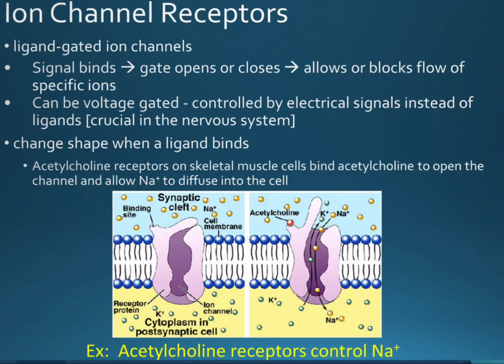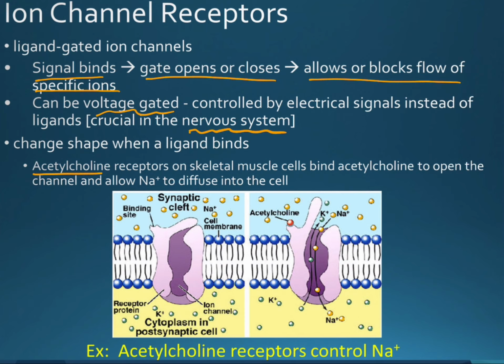So once the signal binds, the gate will open or close, and that's going to allow or block the flow of specific ions. So this can be voltage gated, so that's going to be controlled by electrical signals instead of ligands, and that's going to be a critical thing in the nervous system, which we kind of talked about already this year. Once that binds, it's going to change shape.